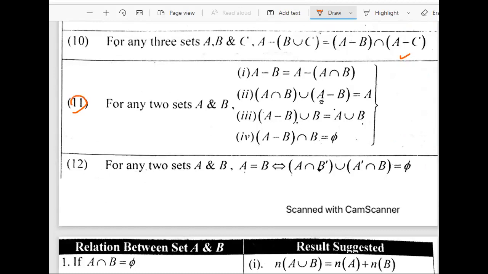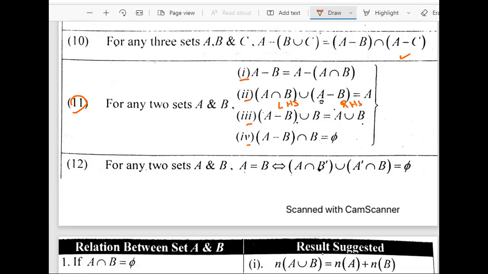For any two sets A and B, if we have two sets A and B, these four are all going to hold. So which one should I prove? Just tell me, anyone. Yes, please tell me. Third one. Okay.